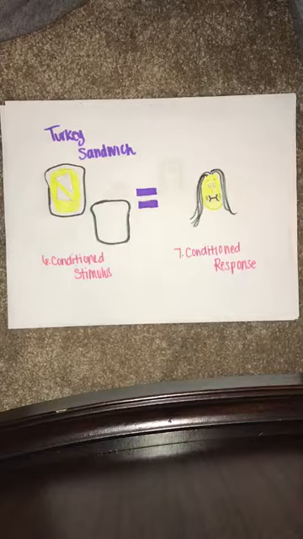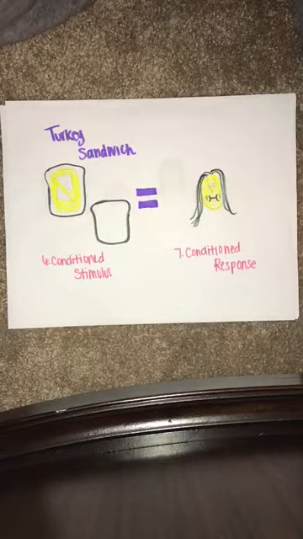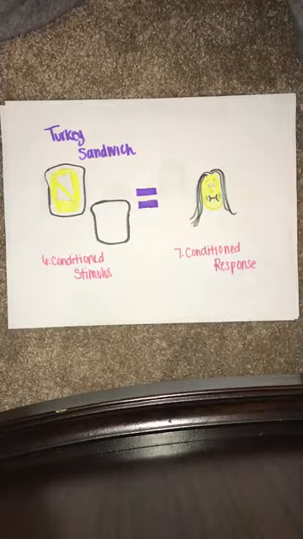A conditioned stimulus is a previously neutral stimulus, but now is a trigger. A conditioned response is the learned response to a previously neutral stimulus. The conditioned stimulus would then be the turkey sandwich in general, and the conditioned response would be the girl feeling nauseous.